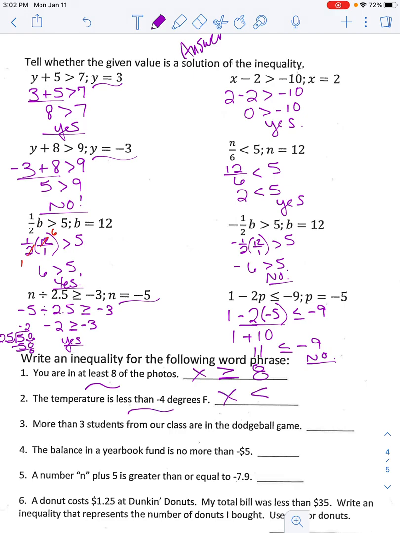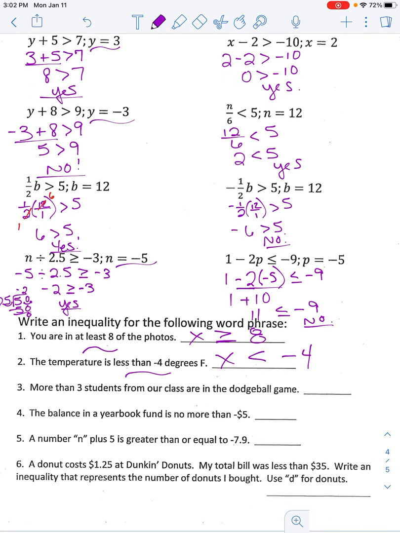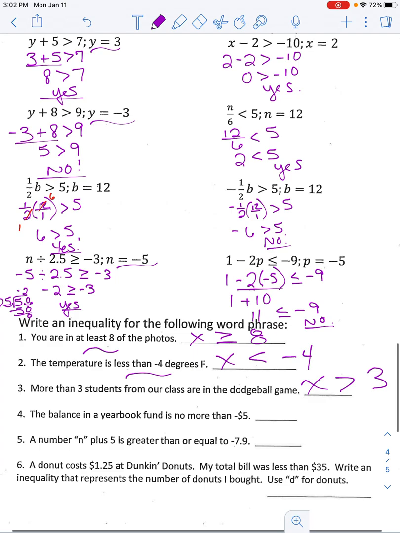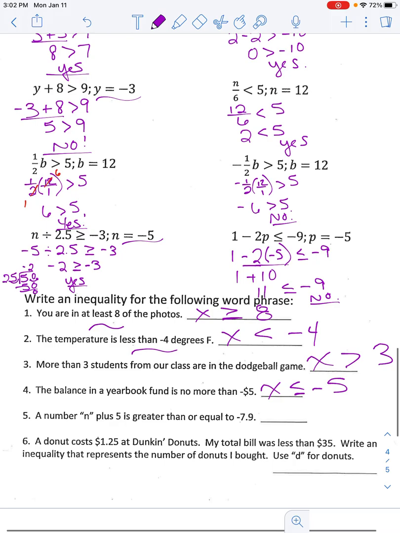The temperature is less than negative 4, so the temperature is less than negative 4. More than 3 students from your class are in the dodgeball game. More than 3 students would be x is greater than 3. The balance in a yearbook fund is no more than negative 5. It's no more than negative 5. So it could be negative 5, but no more than that. So we're going to say less than or equal to negative 5.